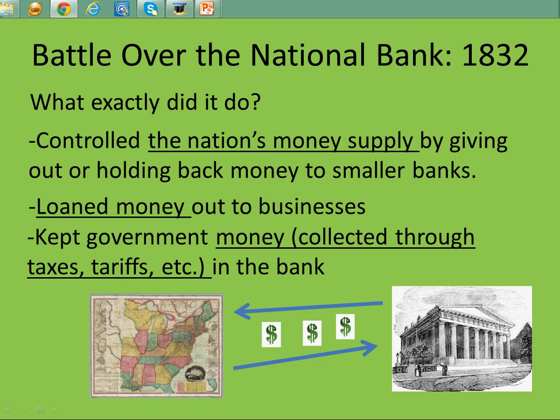The basic function of this was they also kept the government money, which is collected through taxes and tariffs, which we've already talked about, all the different ways taxes can be collected. And tariffs, remember, are taxes on imported goods. I've got a little picture down here on the bottom to show that all the money in the country probably at some point flows through the National Bank, which is important.